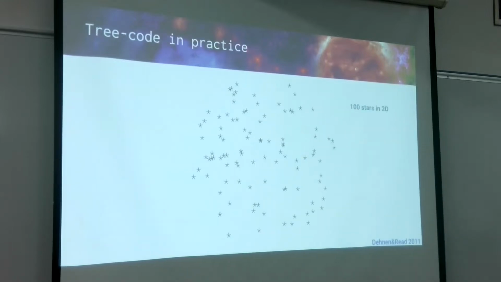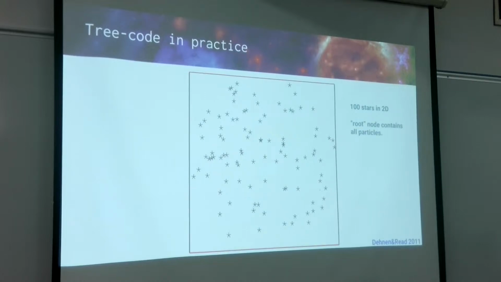Okay, so how do we do this in practice? So here are 100 stars in 2 dimensions, because I don't draw in 3D. And we want to calculate all of the forces between all of these particles. Right? That's already expensive enough. So what we first do is we're going to construct a tree. So we're going to start by putting the box around all of the particles.